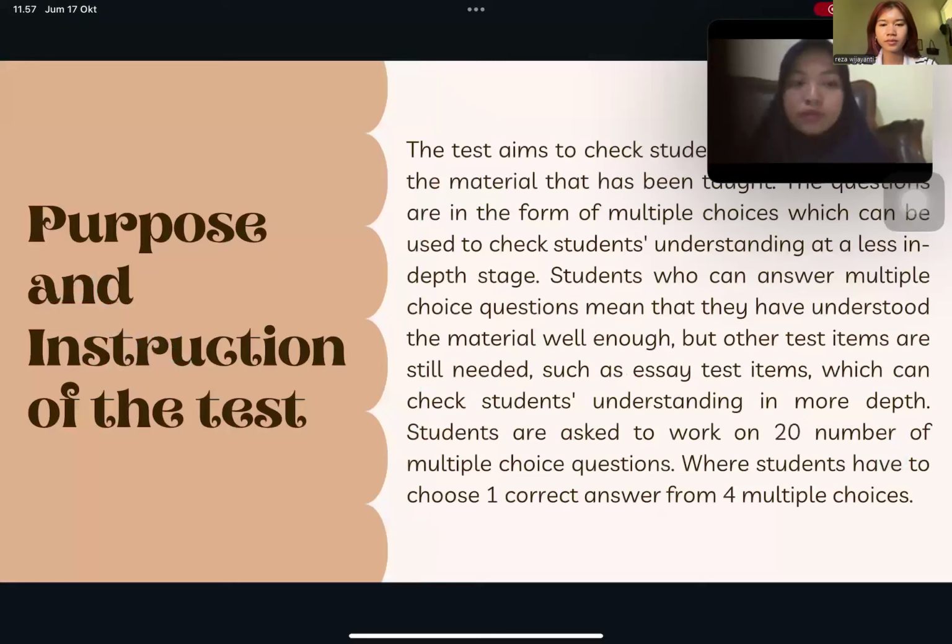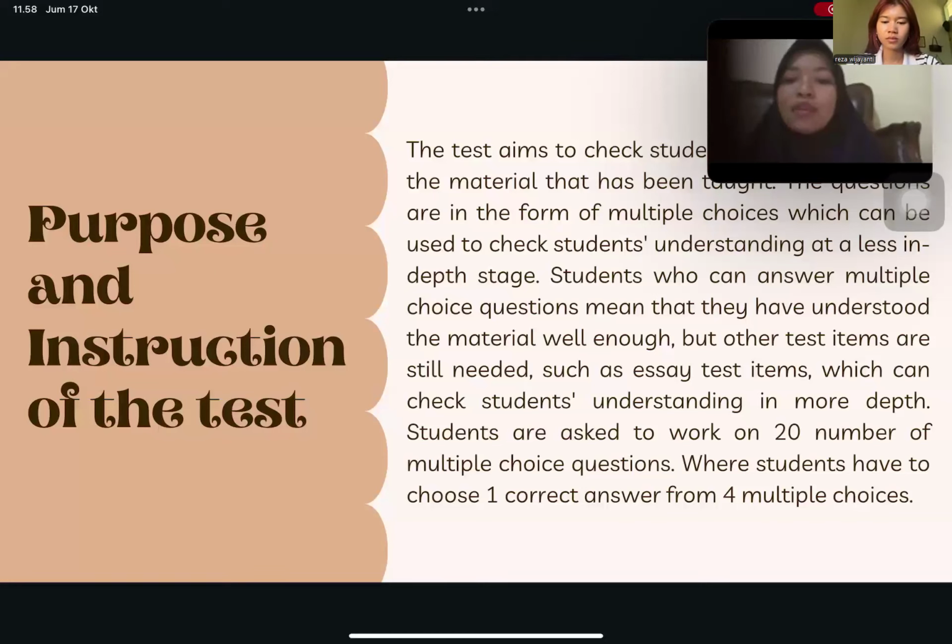Okay, and next is the purpose and instruction of the test. So the test aims to check students' understanding of the material that has been taught. The questions are in the form of multiple choice, which can be used to check students' understanding at a less in-depth stage. So students who can answer multiple choice questions have already understood the material well enough, but other test items are still needed, such as essay and short answer items, which can check students' understanding in more depth.